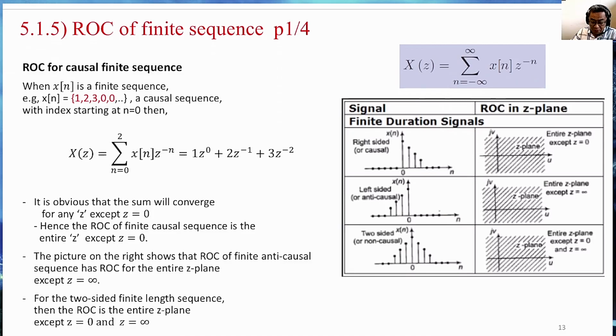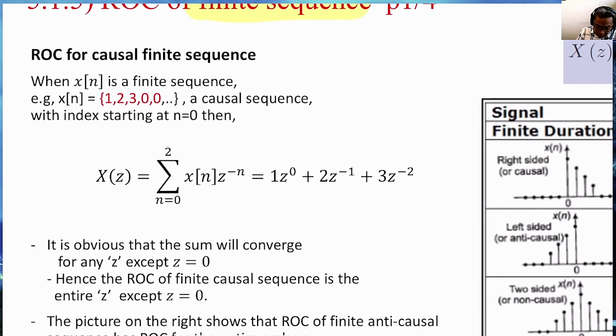This slide deals with region of convergence of finite sequence. For example, if x of n is a finite sequence and the sequence is starting from here, n equals to 0, so we are talking about a causal sequence in this example, and 1, 2, 3 followed by a host of 0 after that. So it is finite because we're not interested in the 0, we're only going to examine 1, 2, 3. Then what happened?